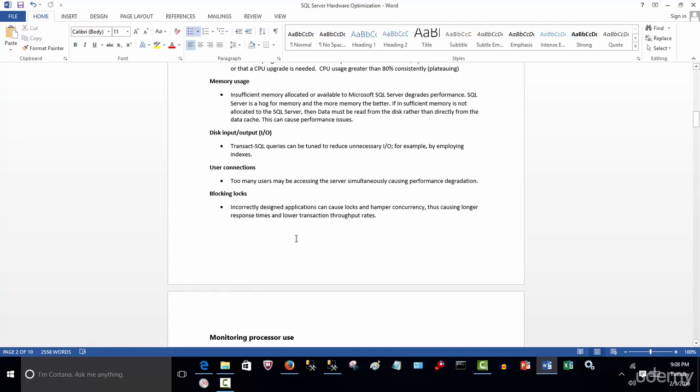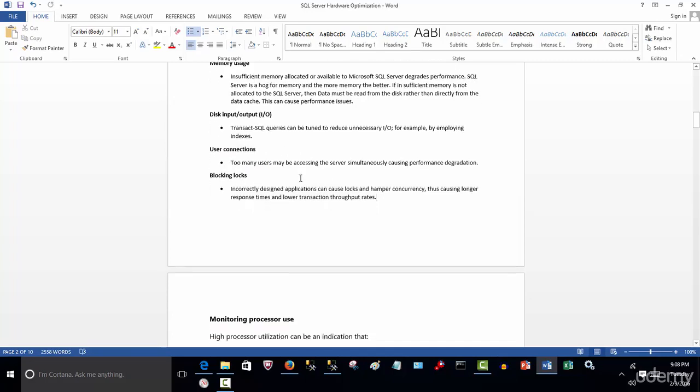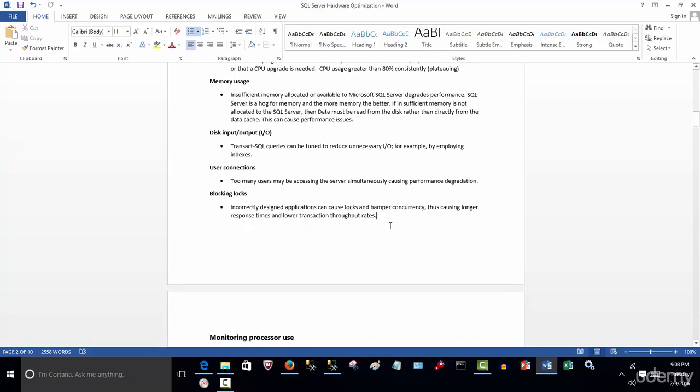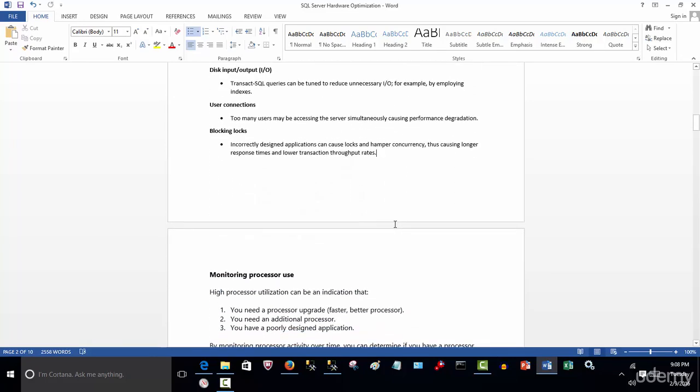Blocking issues. As I said, an incorrectly designed application can cause locks and hamper concurrency. Now, I'm going to be talking about locking and blocking in separate videos, so I'll just leave that for here. But these are some of the reasons that can cause bottlenecks and resource consumption. So take a note of that.